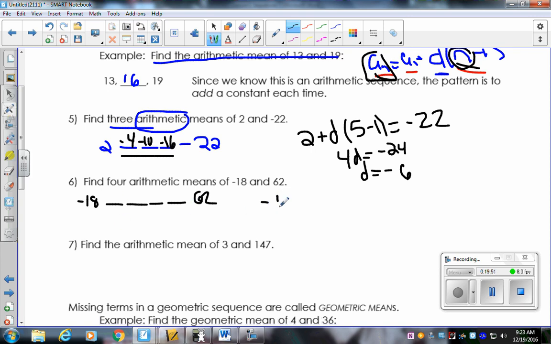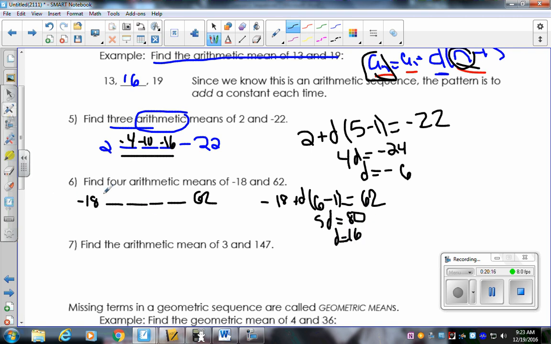So negative 18 is where we started. We're trying to find our d. I've got 1, 2, 3, 4, 5, 6 numbers this time, so 6 minus 1. And that 6th number in the pattern is 62, because that's what I put in for my n. So I've got 5d add 18 equals 80. And when you divide, you get 16. So that's my common difference.